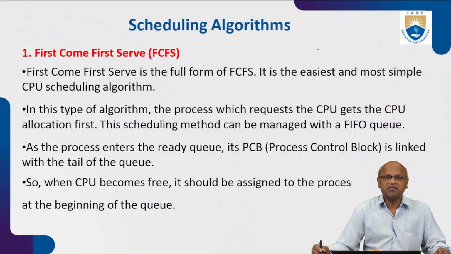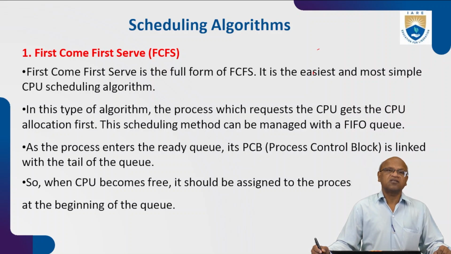As the processes enter the ready queue, the ready queue is nothing but your RAM. It's a PCB, process control block, as I explained. Whenever a process enters the CPU, the process control block tracks this process: when it entered, when it is going out, the program counter, the address, everything. The PCB is linked to the tail of the queue; that's FIFO. When the CPU becomes free, it should be assigned to the process at the beginning of the queue.